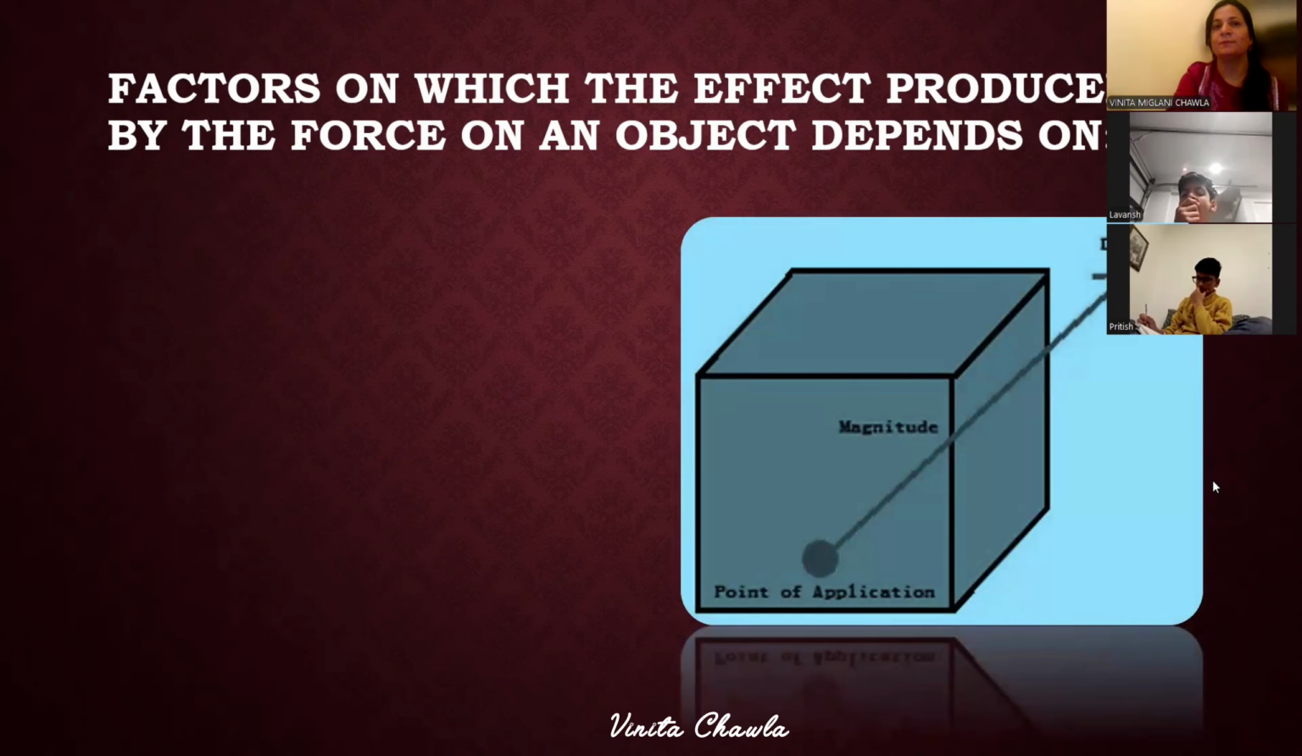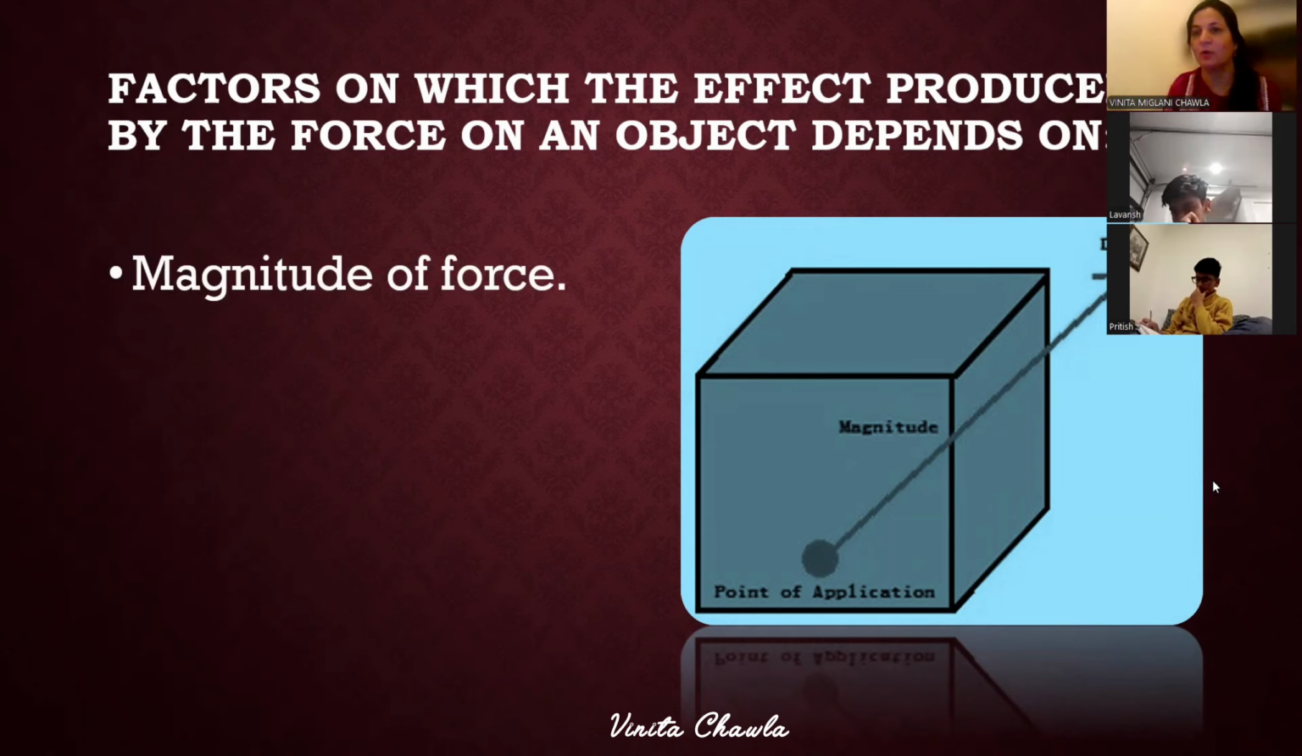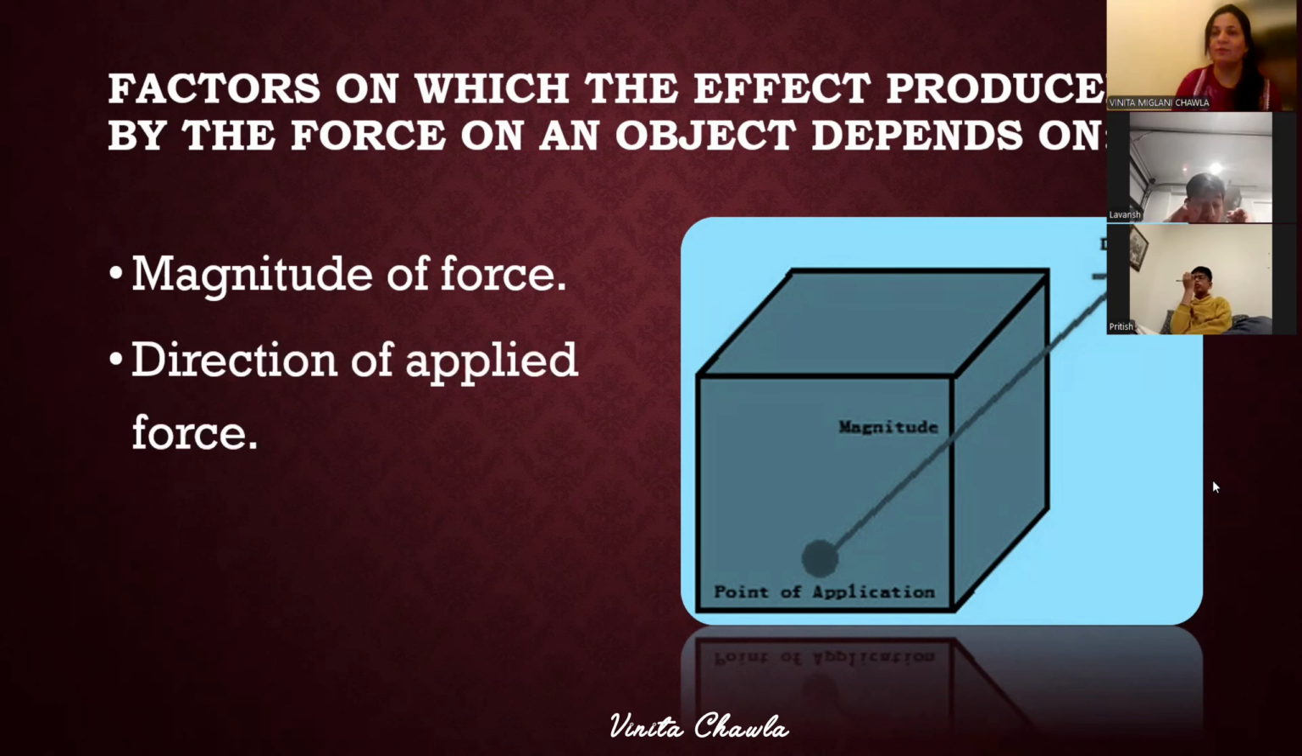See, if you're applying force on any object, then we have to consider the factors on which the effect of force depends. Means the effect of the force you apply depends on which factors? It depends upon the magnitude of force, the strength of force, right? How strongly or weakly you're applying force on the object. It depends upon the direction of applied force, in which direction you are applying force on the object, right?